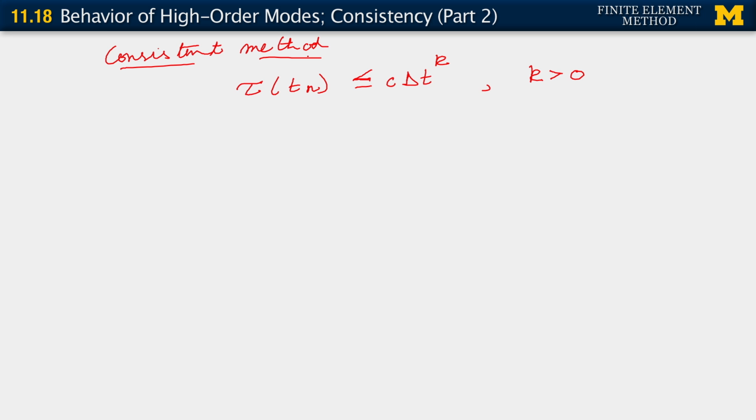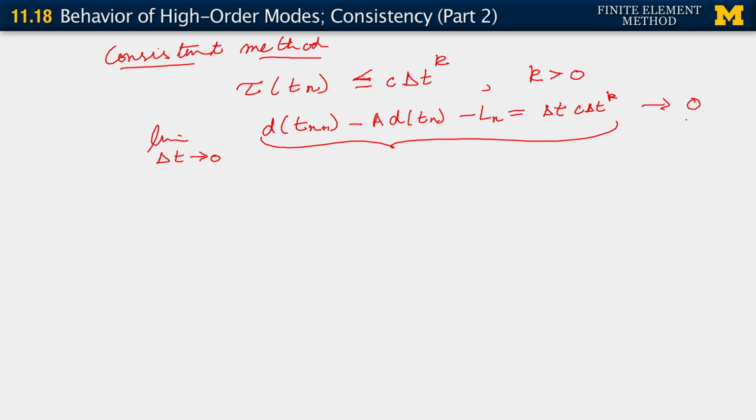Here's why. If we can show that this holds, one can say that in the limit as delta t tends to 0, what we will find is that d at t n plus 1 minus a d at t n minus l n, which is equal to delta t c delta t to the power k, this entire thing also tends to 0, if k is greater than 0. And therefore, what this suggests is that the finite difference equation we are working with in time is one that when we plug in the exact solution, though it does not immediately satisfy the exact solution, at least it does satisfy it in the limit of vanishing time steps.